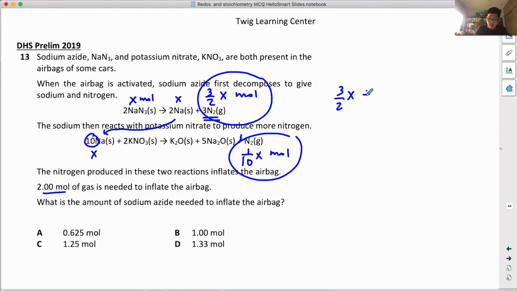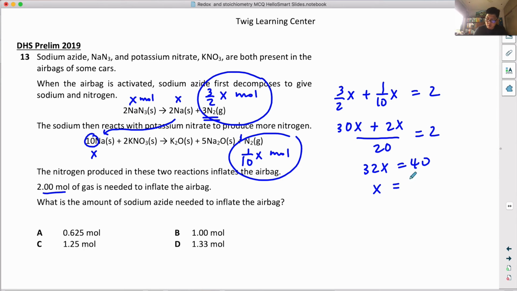So 3/2 x plus 1/10 x must equal 2, the 2 moles of nitrogen. Do the math: I think you can see it's 30x plus 2x over 20 equals 2. So 32x equals 40, so x equals 40 divided by 32. Press your calculator, and you definitely get 1.25 moles. So the amount of sodium azide is 1.25, so the answer is C.